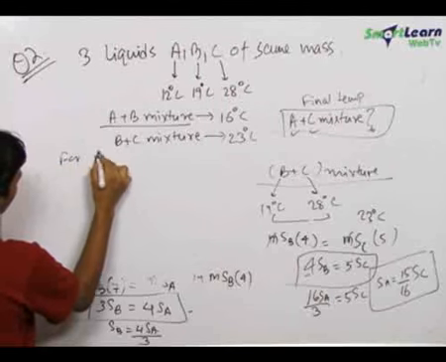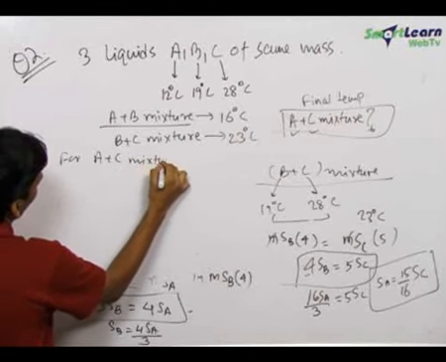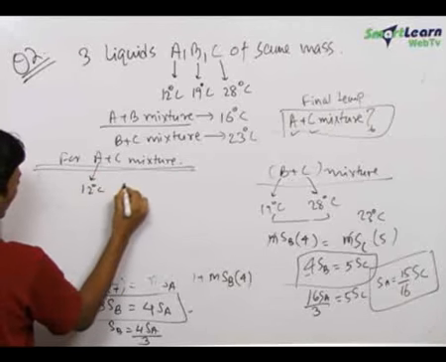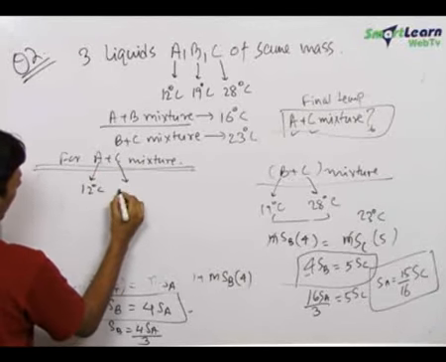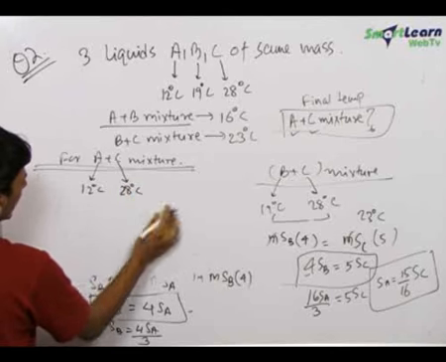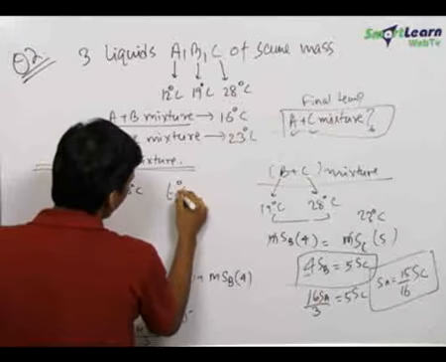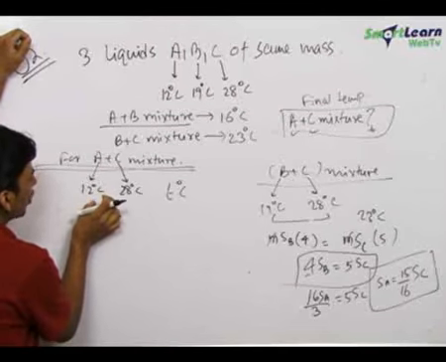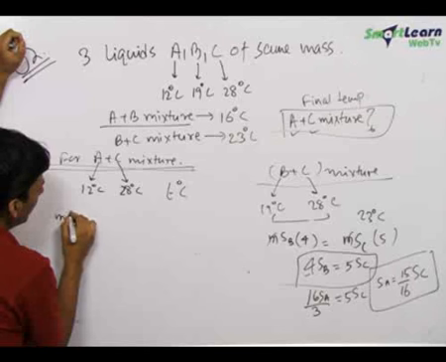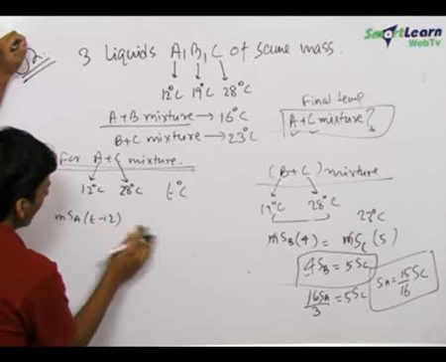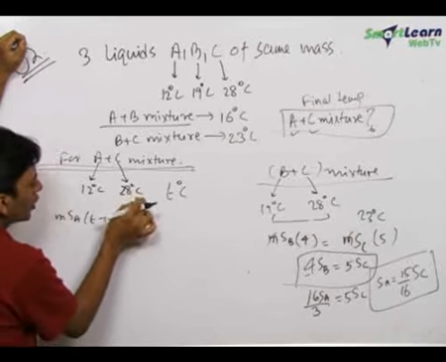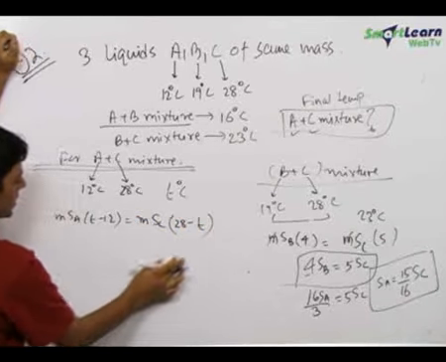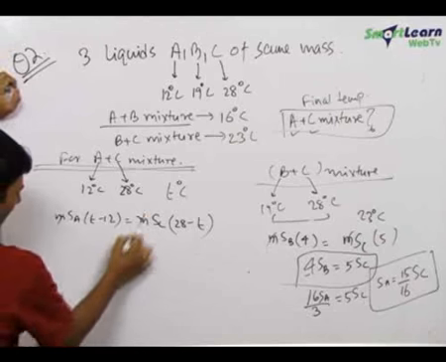For the A plus C mixture, the initial temperature of A was 12 degrees Celsius. The initial temperature of C was 28 degrees Celsius. Let the final temperature of the system be T degrees Celsius. Therefore, the amount of heat absorbed by A is equal to M into SA into T minus 12. This is equal to the amount of heat lost by C, that is M into SC into 28 minus T. Since T is between 12 and 28, we cancel M and M.